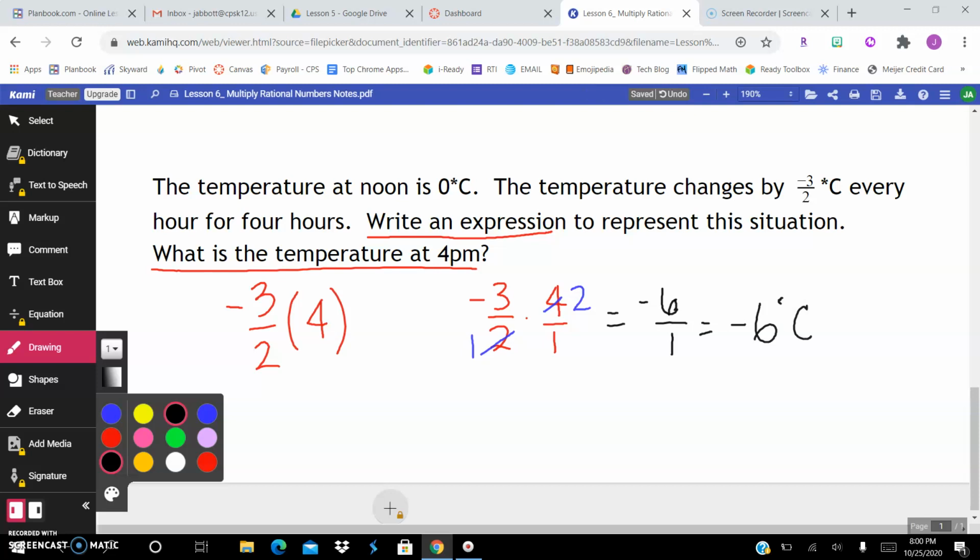And it says, what is the temperature at 4 p.m.? Well, it was at 0 degrees, and 4 hours later, it had gone down 6. So from 0 and then moving down 6, we're going to be at negative 6 degrees Celsius.